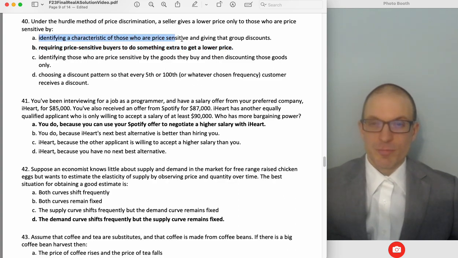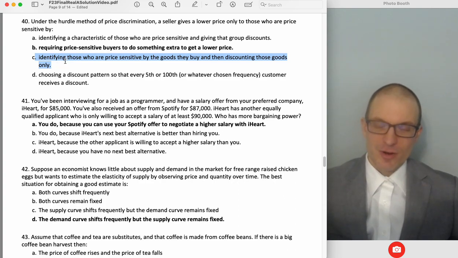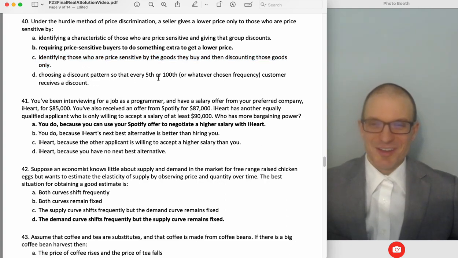Identify a characteristic about those who are price-sensitive and give them group discounts. Now, this would be like group discounts. Identifying those who are price-sensitive by the goods they buy and discounting those goods only. No, this would be like a different type of second-degree price discrimination. The hurdle method is part of second-degree price discrimination, but there's nothing here that would make this specifically the hurdle method. Choosing a discount pattern so that every 5th or 100th or whatever customer receives a discount, no.